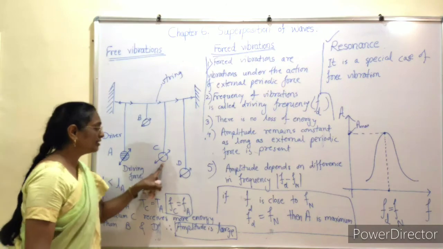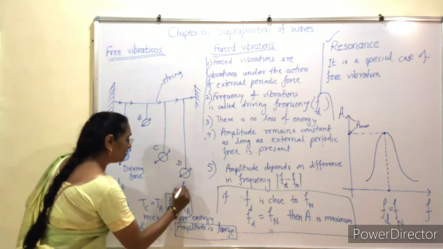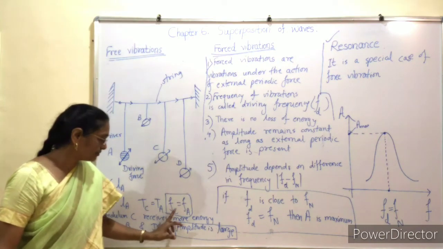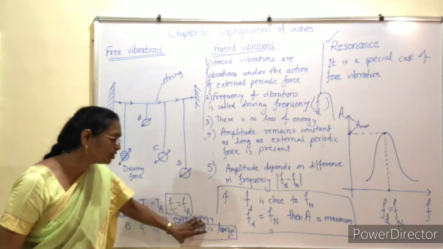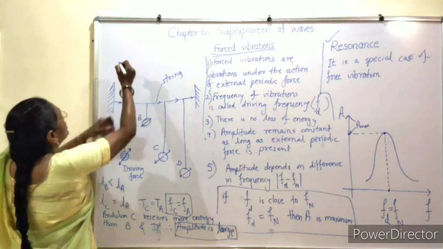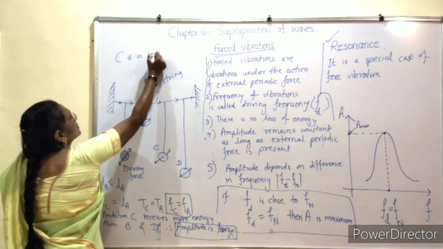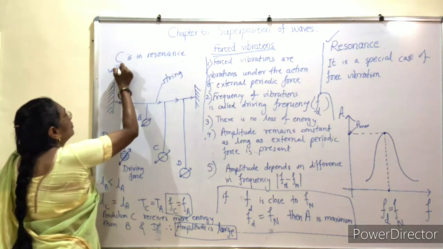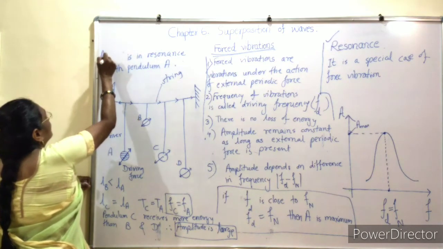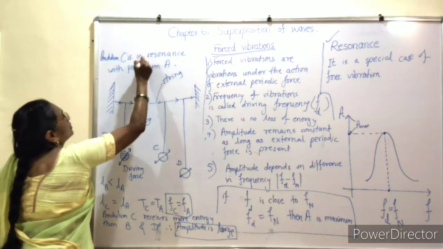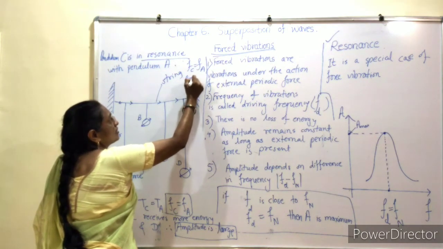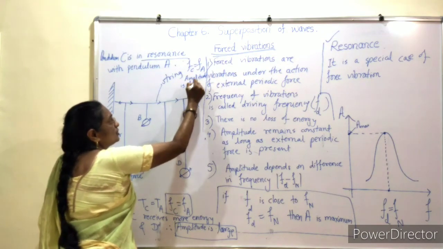This driving frequency becomes equal to the natural frequency. Here Fd is the driving frequency, and this is the own frequency of C. Fc is equal to Fa. Frequency matching is there, amplitude is large, then we say that C is in resonance with pendulum A. We have to complete the sentence here: pendulum C is in resonance with pendulum A because their frequencies are the same and amplitude is large. So this is the condition for resonance.